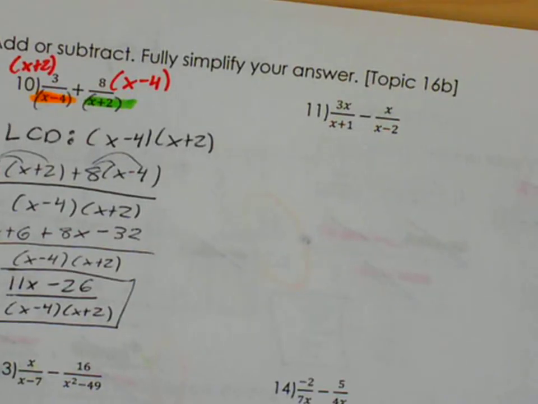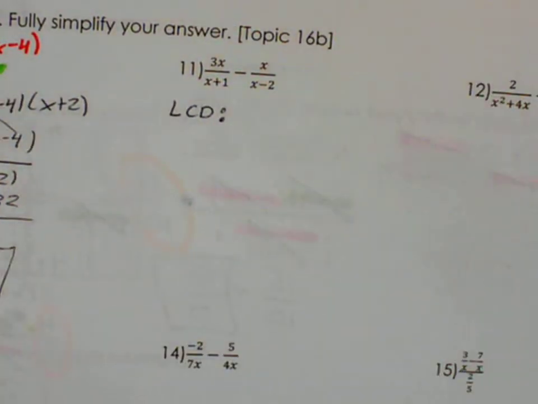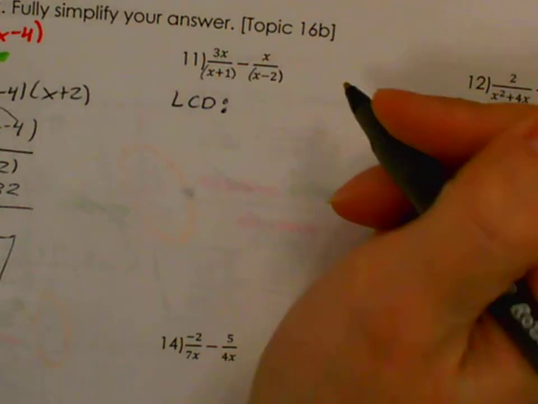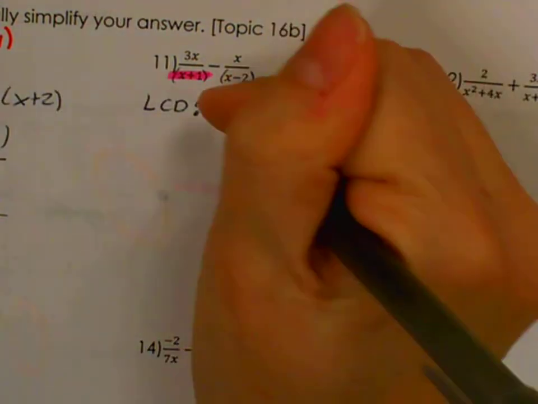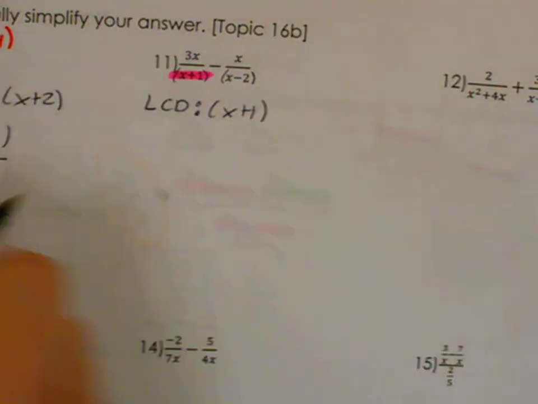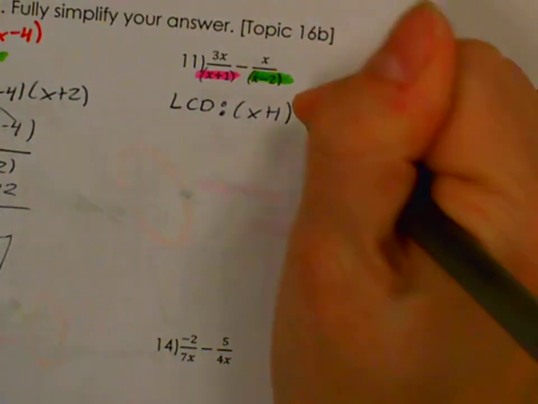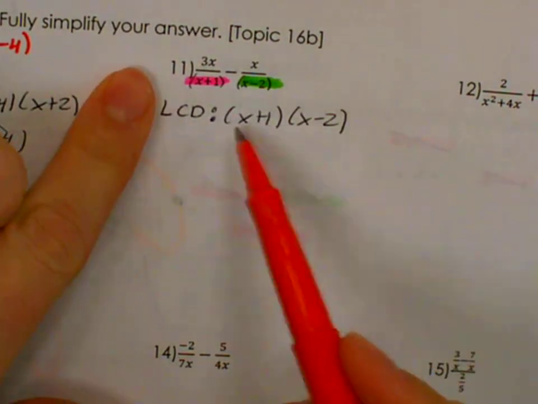So again, on the next one, I'm looking at finding a least common denominator because I can't add or subtract fractions without a common denominator. So I'm going to draw parentheses around these because these are separate items. They can't be separated. That x plus 1 is an entire item. It's not x and then the 1 separately. It's one whole thing. So I'm going to have to include x plus 1 as part of my least common denominator. And then this denominator is x minus 2. I'm going to need to include that. So that's my least common denominator.